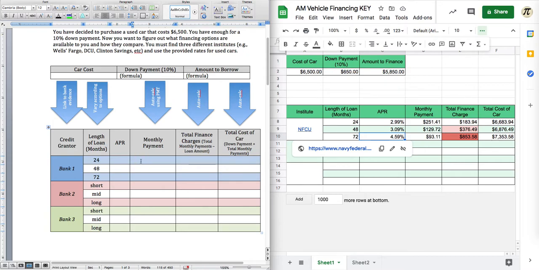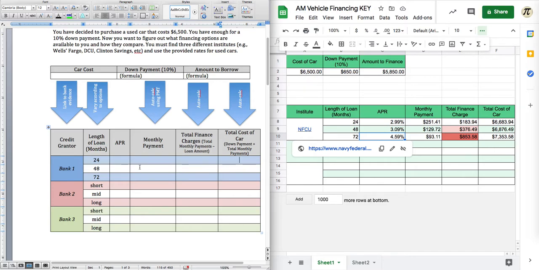Okay, monthly payment is how much you are going to pay per month for this vehicle. That's the out-of-pocket every month. But what we want to do is total finance charges. We want to compare how much that money costs to rent when you borrow it for 24 months, 48 months, or 72 months. And in the end, we're also going to see, if the car costs $6,500, how much money did you total spend for it? And we're not talking about all the registration and insurance. We're just talking about the car itself.